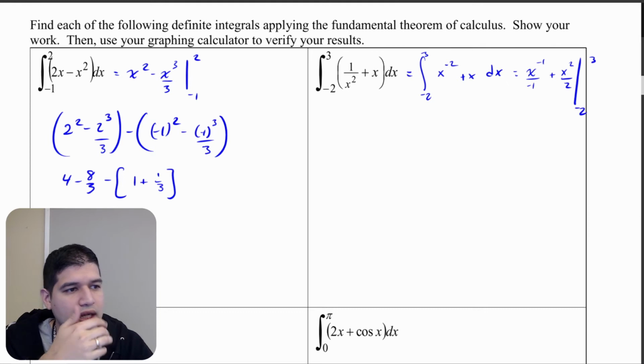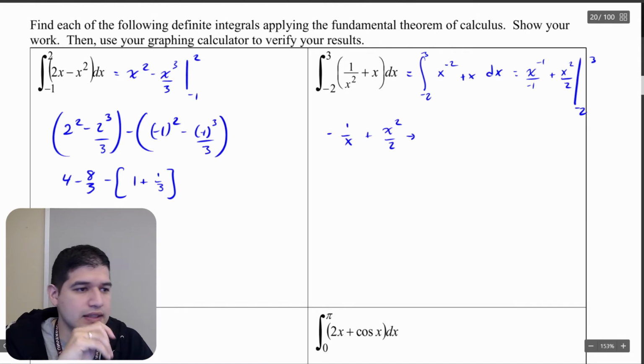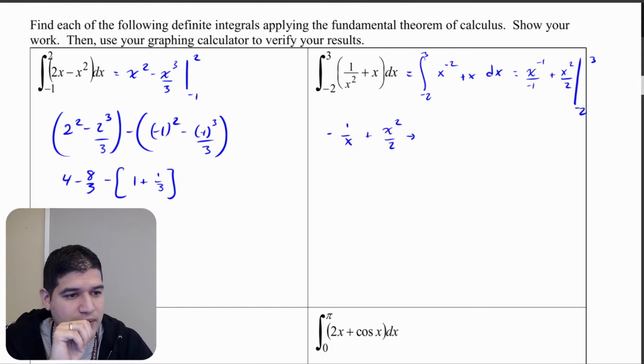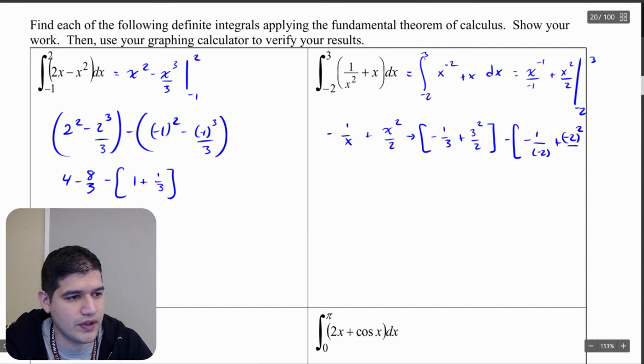All right, so let's go ahead and do that. So I have -1 over x plus x squared over 2, just rewriting it real quick. And now I want to substitute in my values. So I'm going to get -1 over 3 plus 3 squared over 2 minus, we're going to get a -1 over -2 plus -2 squared over 2.